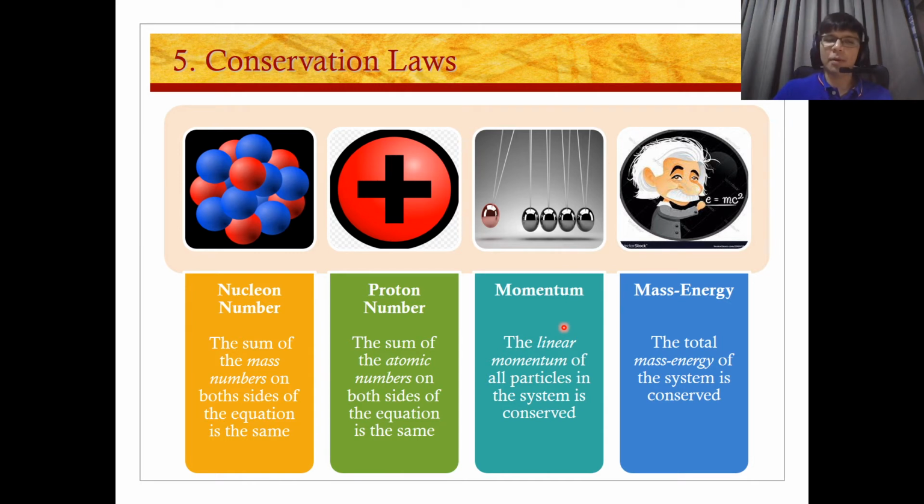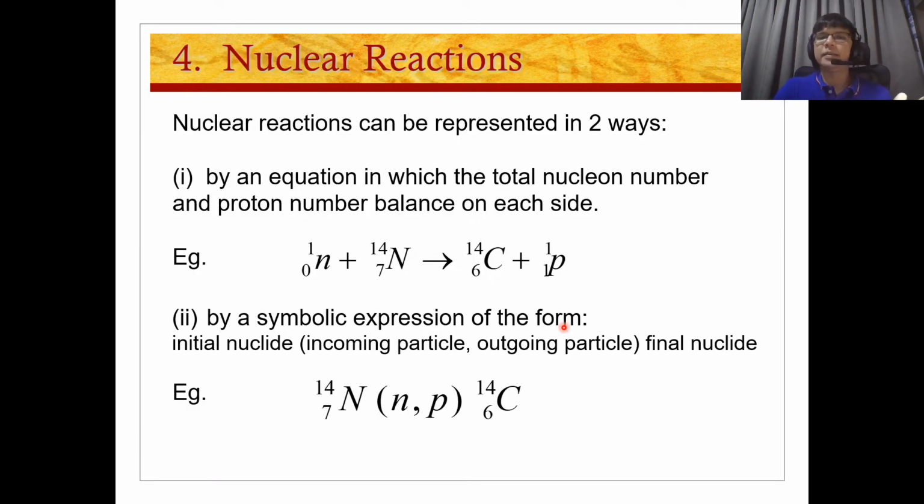So if I add up all the momentum on the left-hand side of my equation, that must be equal to the sum of all the linear momentum of the particles on the right-hand side of my equation. And of course, we're talking about momentum, so it's a vector sum, not a scalar sum.